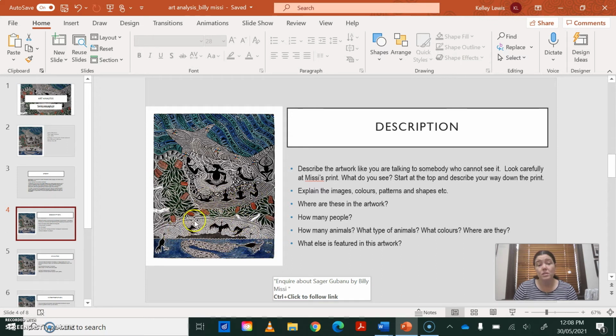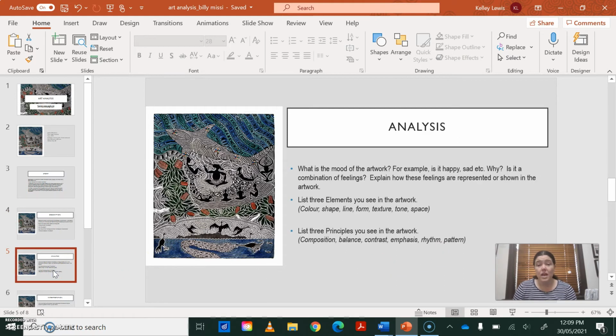At the bottom, we can see that there are 3 birds sitting on an island. We can also see a couple of birds in the water, along with a school of fish, with a couple of sardines escaping. So how many people are shown? What animals are shown? What type of animals are they? What colour are they? Where are they? What else is featured in this work? For this particular section in art analysis, you write the most because you're describing everything about it.